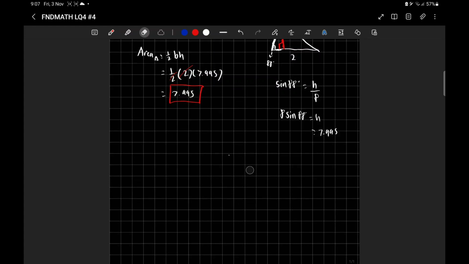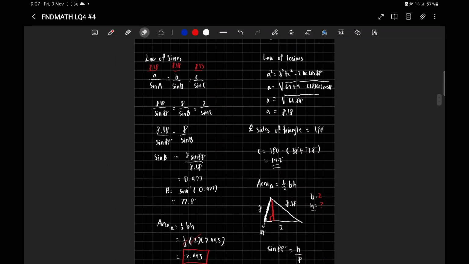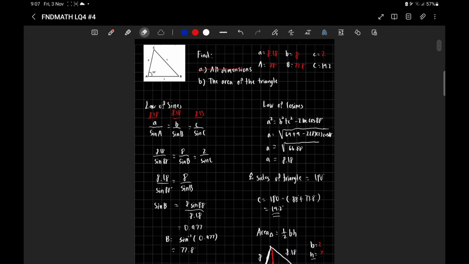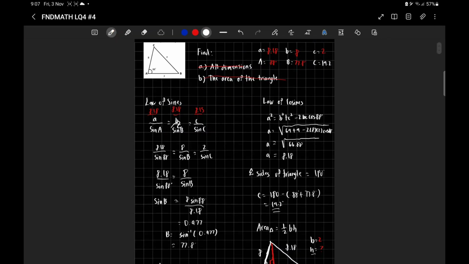Hindi naman ganyan lagi na nagka-cancel out siya. Coincidence lang, guys. Not to scale lahat to, guys, ng drawing natin, okay? So basically ganun lang siya, okay? Ganun lang yung gagawin mo. Hanapin nyo lahat ng sides using the law of sines or law of cosines. Kung di nyo mahanap lahat ng sides using the law of sines, you can try using the law of cosines na lang. Then substitute. Tapos to cross-check nyo, make sure nyo na yung ratio ng lahat ng sides is just equal lang sila kanila, di ba?